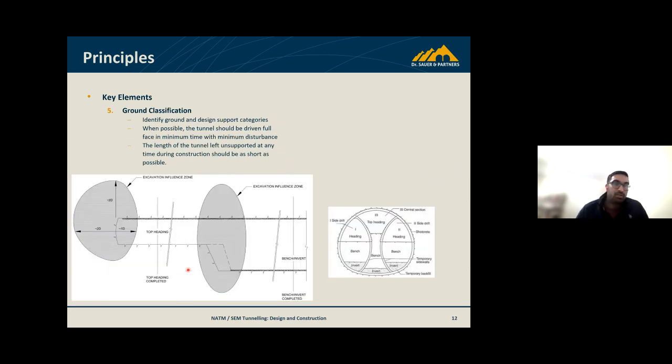Ground classification is a key element of how SEM tunnels are designed and driven. Identifying ground and design support categories, excavation sequences, and subdivisions of the tunnel face is based on those factors: the ground conditions, the stand-up time, excavation equipment available, and mucking versus support time.